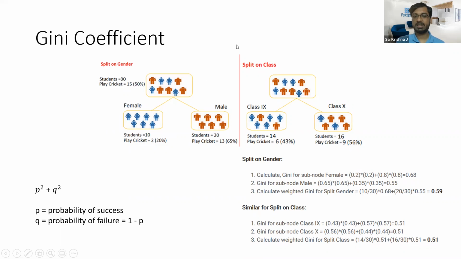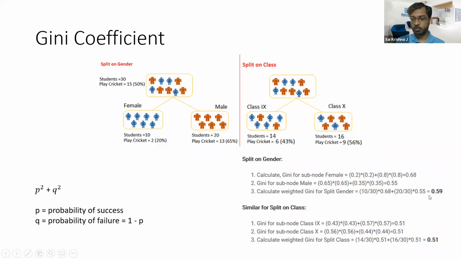If you are to split by class, right, there are 2 classes, class 9 and class 10. Same procedure. So for the class 9 subnode, it will be 0.43 square plus 0.57 square. And then for the class 10 subnode, it will be 0.56 square plus 1 minus 0.56, that is 0.44 square, that is again 0.51. Same weighted average, 14 out of 30 are in class 9 plus 16 out of 30 are in class 10. Each of these weights you multiply by the corresponding Gini coefficients. So since both are the same, it doesn't make a difference. You get a weighted average of 0.51.